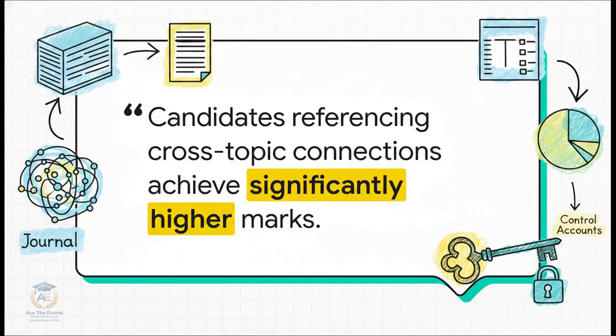Now, I want you to really listen to this direct quote straight from the Principal Examiner Report. It says, "candidates referencing cross-topic connections achieve significantly higher marks." This is huge. You literally cannot treat the books of Prime Entry in isolation. It's a massive trap. The most successful candidates, the ones securing those top bands, are those who can mentally trace a transaction from the physical source document, like an invoice or a credit note, right through the journal, into the ledgers, and ultimately see its precise impact on the final financial statements or control accounts. Integrating your knowledge across the entire syllabus, that's your secret key to unlocking the highest possible grade bands.